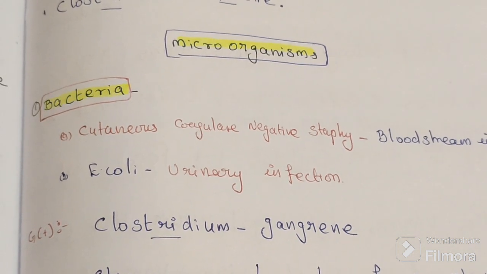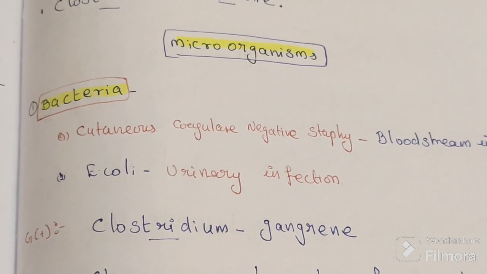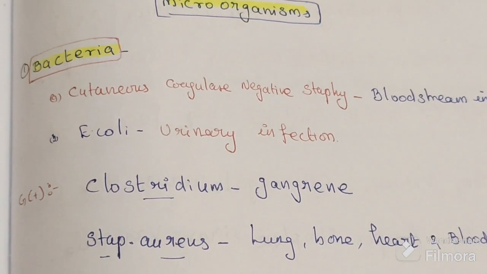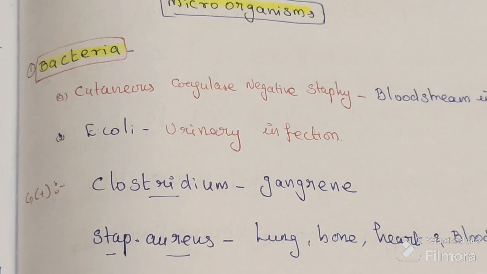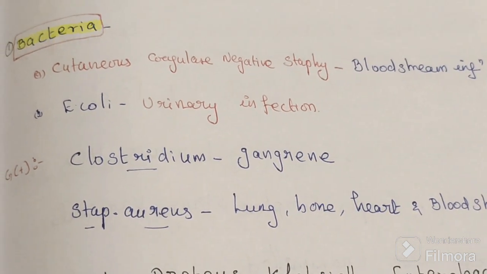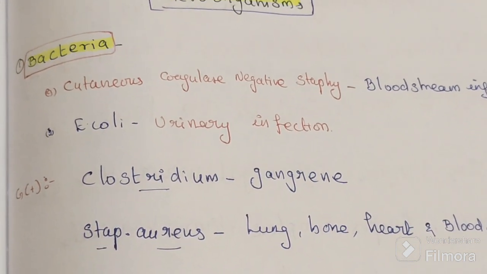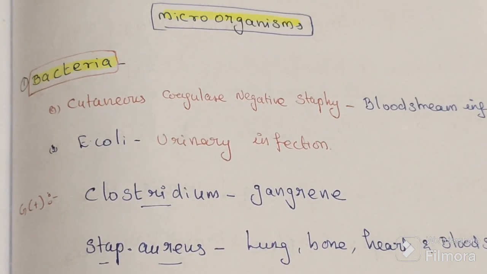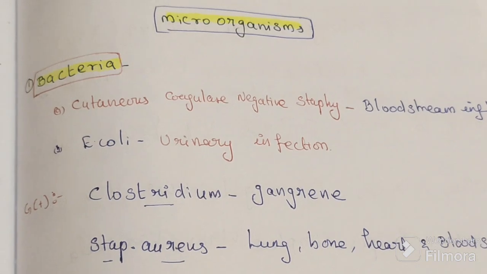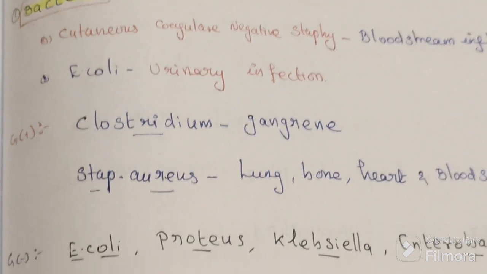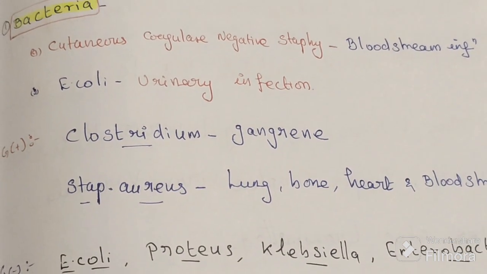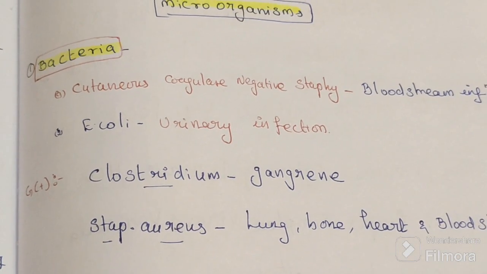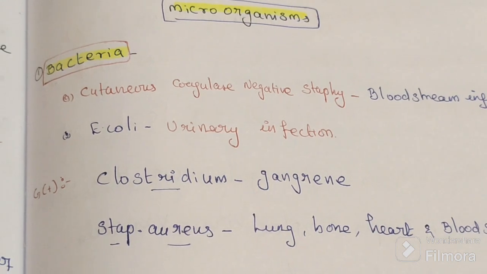Then pathogenic bacteria are more virulent and cause infection. Gram-positive bacteria like aerobic Clostridium cause gangrene. Staphylococcus aureus causes a wide variety of lung, bone, heart, and bloodstream infections and is frequently resistant to antibiotics too.